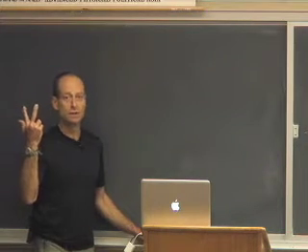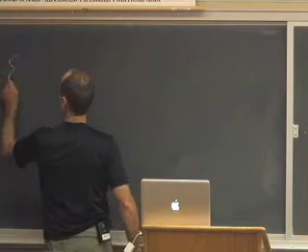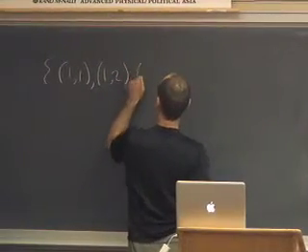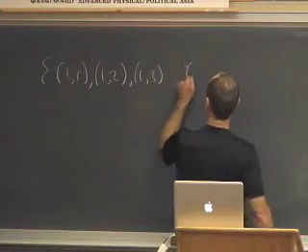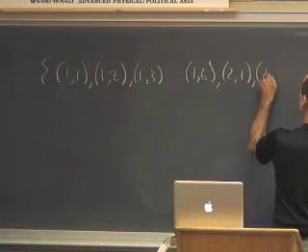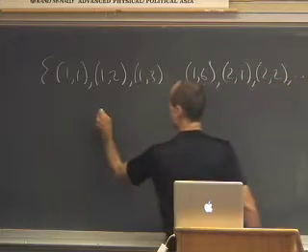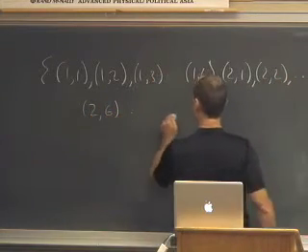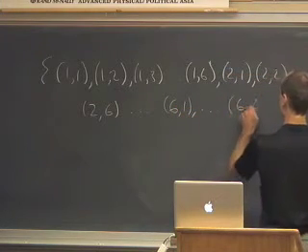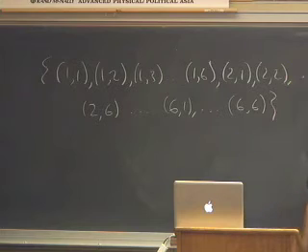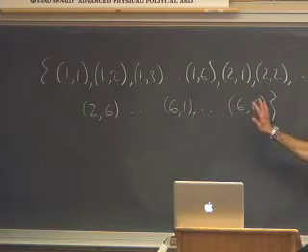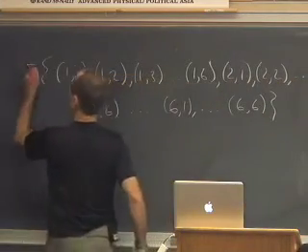Yes? Okay, so my outcome space looks like 1,1; 1,2; 1,3, etc. 1,6; 2,1; 2,2, on up to 2,6, etc., on up to 6,1, up to 6,6. Okay? So how many things are there in this set? So this would be S.